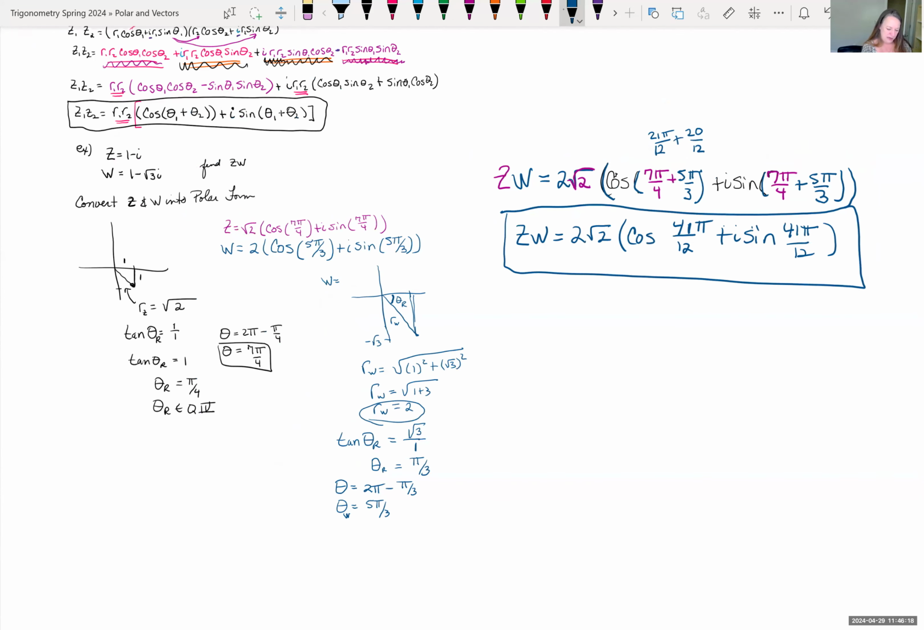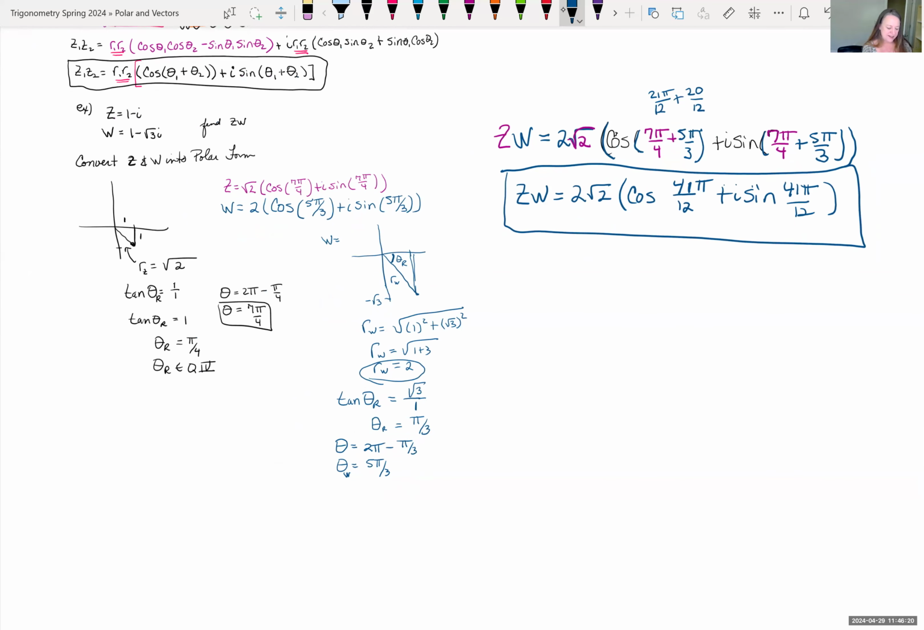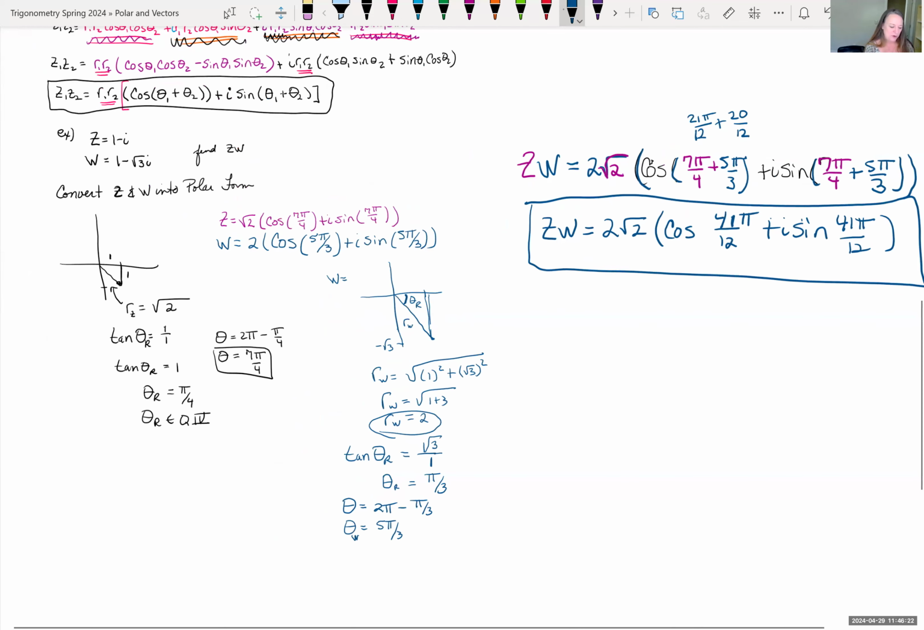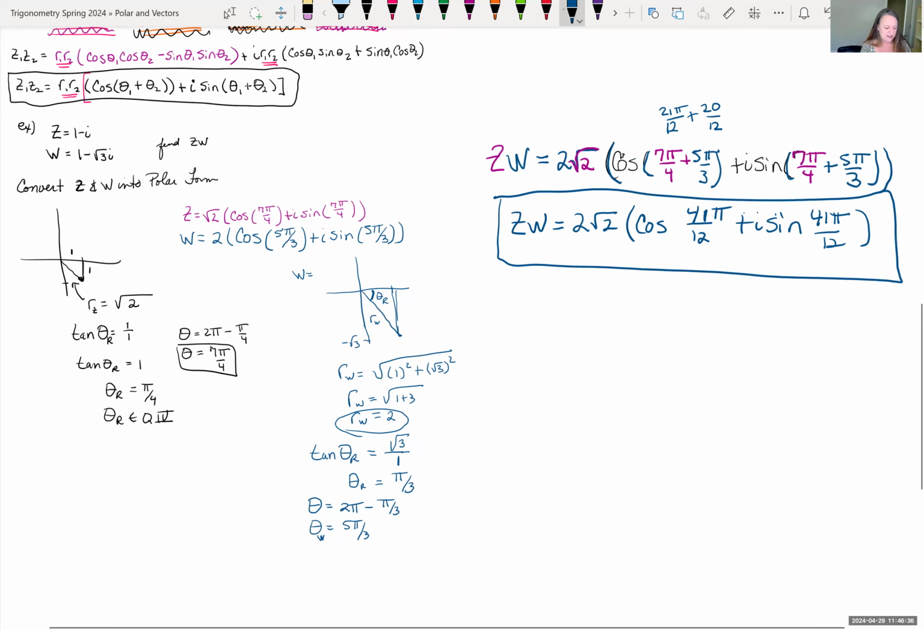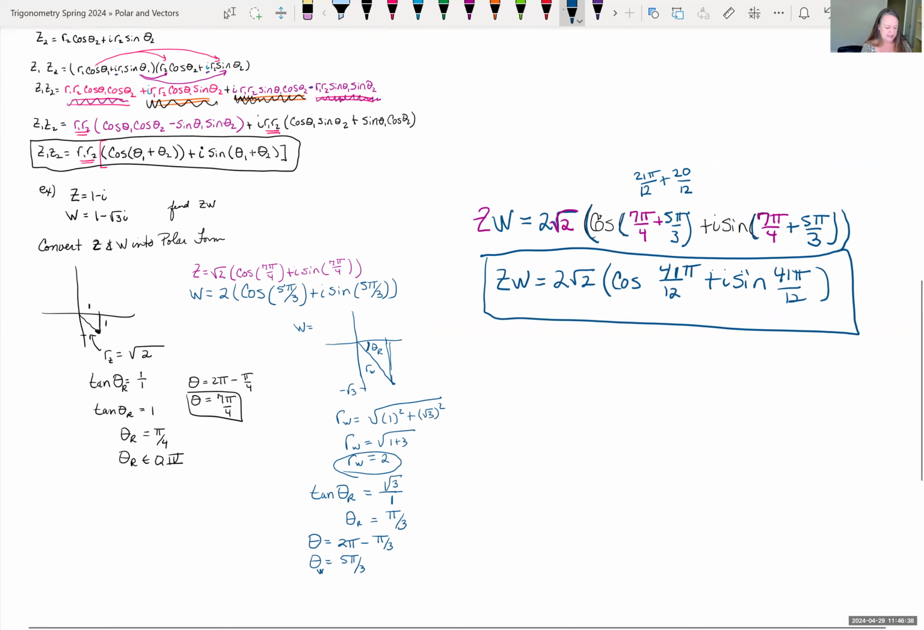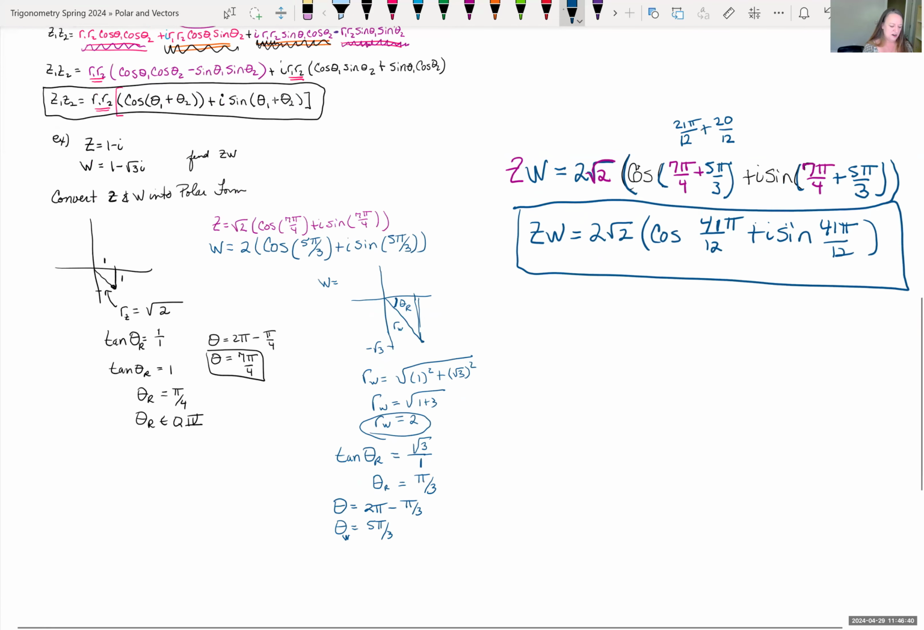There we go. So we've just multiplied two complex numbers and then put it in polar form. If we had done it the other way, we could have technically looked at the rectangular form of z times w and then converted it into polar form, but I think that's a lot harder than how we just did it using our formula.